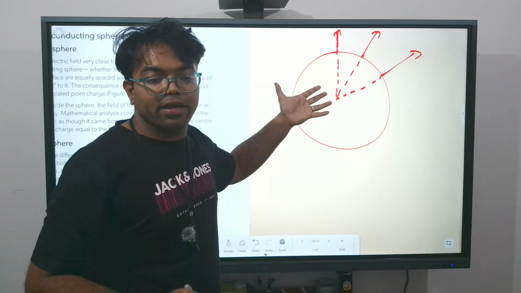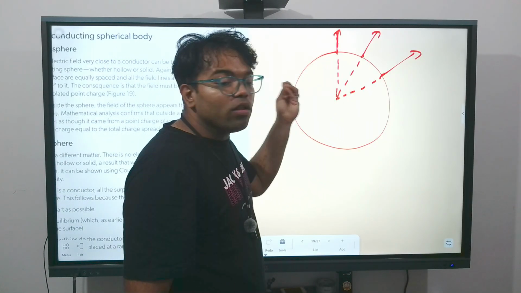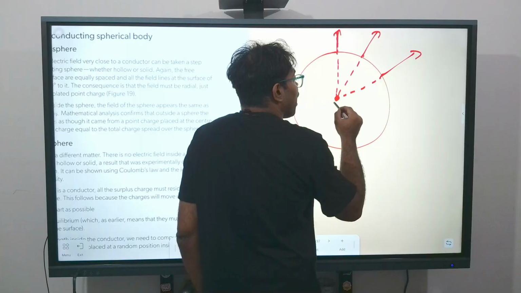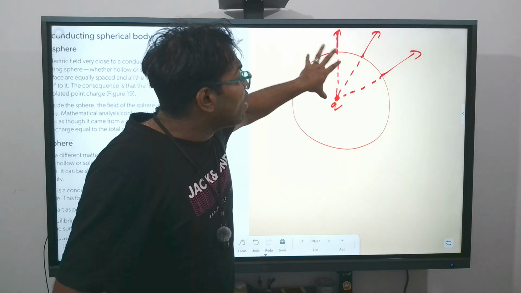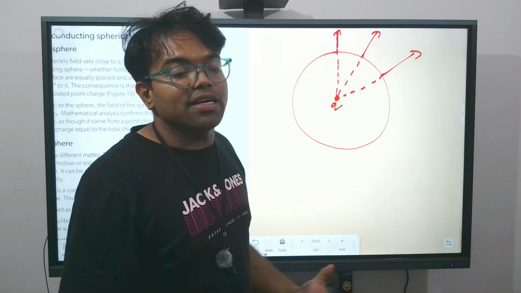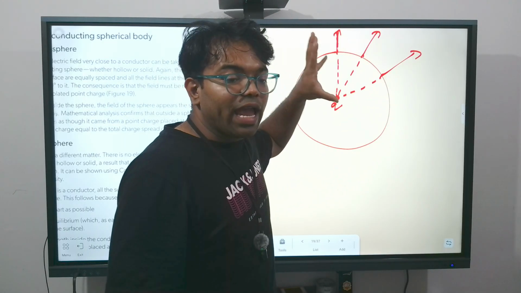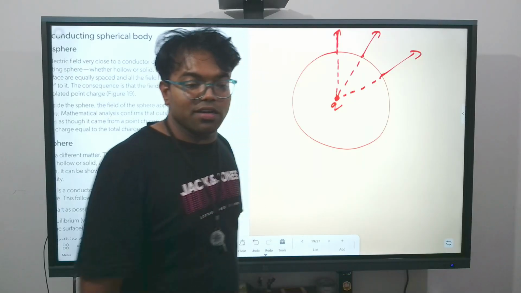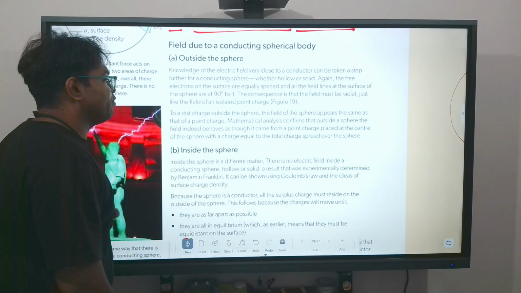Because the surface of the sphere is always perpendicular to the electric field, we can assume that all these electric field lines are coming from an imaginary charge placed at the center point. That means basically you can assume the sphere to be a point charge having a certain charge. Whatever charge may be spread across the surface of the sphere can be considered to be concentrated at a small point at the center of the sphere. This is what they're trying to say.